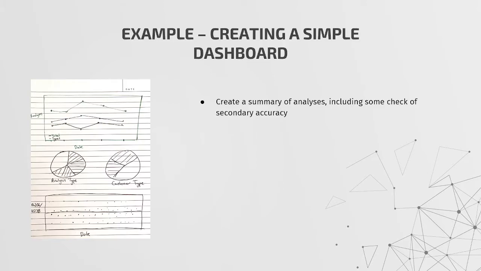I wanted 4 different graphs. The top one would have just the counts of the different types of analyses versus date. Then I wanted a couple of pie charts showing the relative proportions of the different analysis types and customer types. And then finally, I wanted some sort of plot versus time of one of my secondary reference materials.